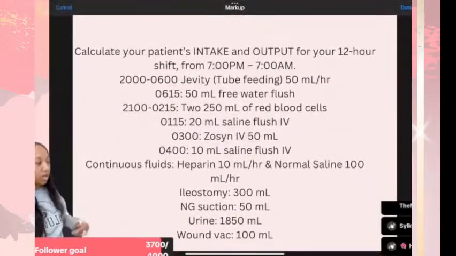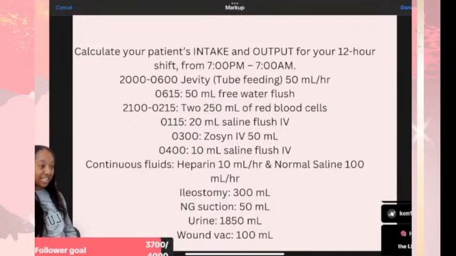Okay, so this is a more complicated one. In your ins and outs, when you're calculating what's going in, it's what's going in that is a liquid at room temperature. And for your output, that's anything that's coming out of the body: wound vac, sputum, diarrhea, anything in a colostomy bag, anything in a Foley bag, anything in a drain, like a JP drain or a chest tube. All of that is considered output because it's going out.